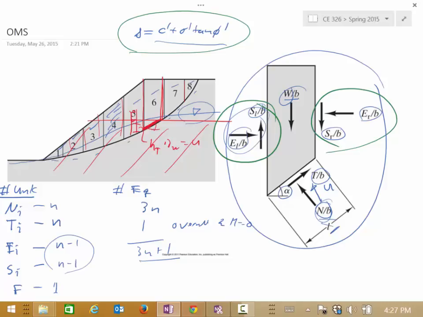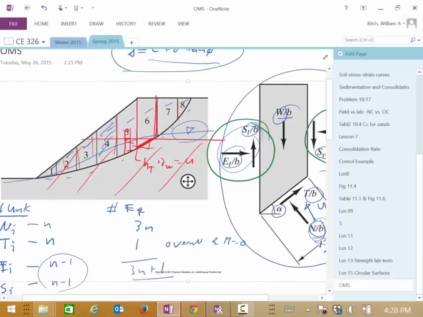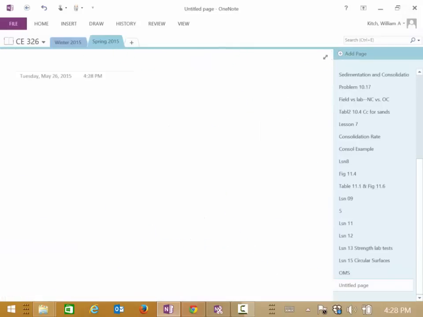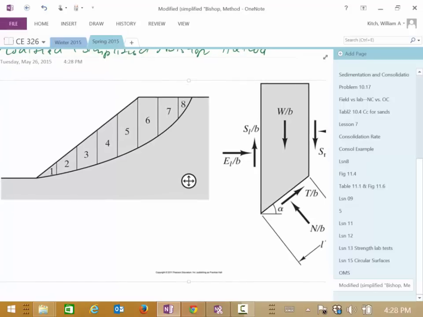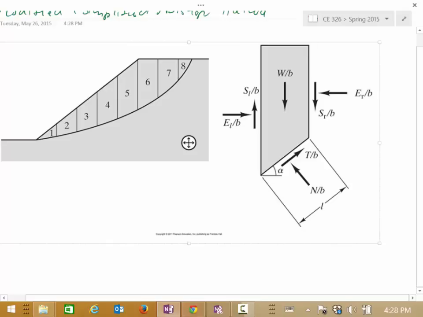So there's a second method we can use, which I'm not going to derive for you, but I am going to show you. I'm going to show the assumptions, and I'll show you the answer to it. And that's the modified, or sometimes called simplified, Bishop's method. So this is the second method we're going to do. This turns out to be significantly more accurate than the ordinary method of slices.